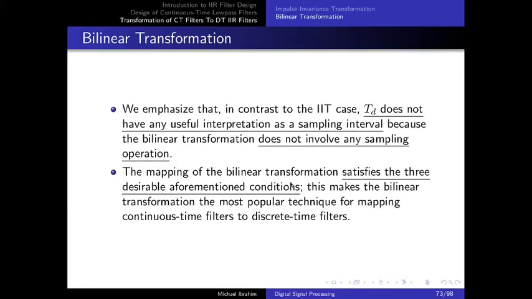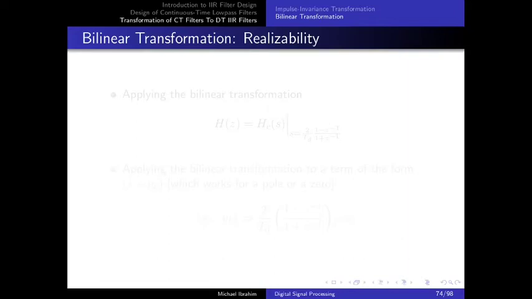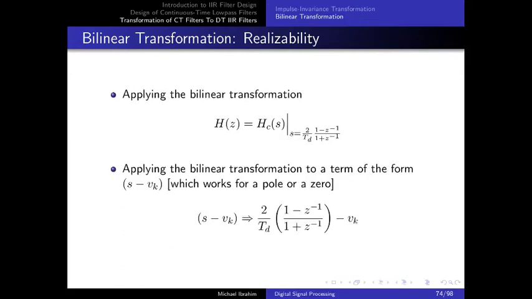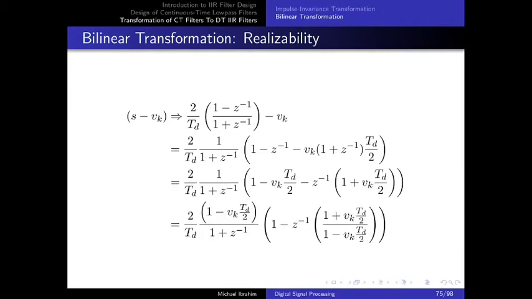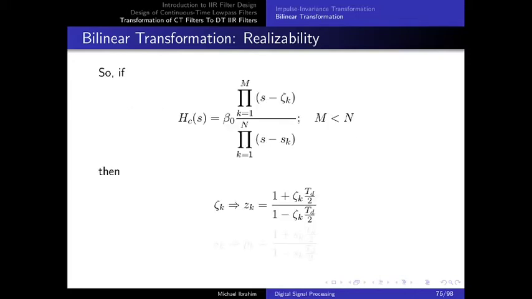The mapping of the bilinear transformation satisfies the three desirable conditions we have said before, which makes the bilinear transformation the most popular technique for mapping continuous time filters into discrete time filters. So the first desirable property was realisability, which means that a rational H continuous of s is mapped into a rational H of z. Here we have a mathematical proof which we will skip. It shows basically that a rational H continuous of s is mapped into a rational H of z.